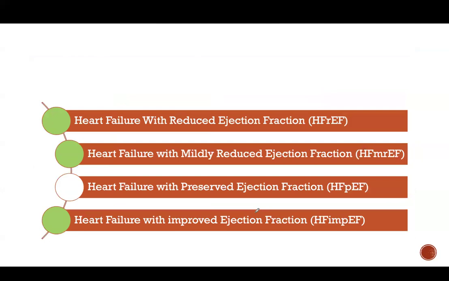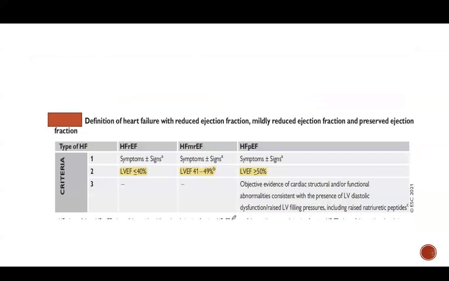So heart failure is basically classified into four types, that is, heart failure with reduced ejection fraction, mildly reduced ejection fraction, preserved ejection fraction, and improved ejection fraction. For all these classifications, the patient should have symptoms or signs. If there is an ejection fraction of less than 40% assessed by 2D echocardiography, then it is called reduced ejection fraction. Mildly reduced ejection fraction is an ejection fraction of 41 to 49%, and preserved ejection fraction is where the ejection fraction is more than 50%.